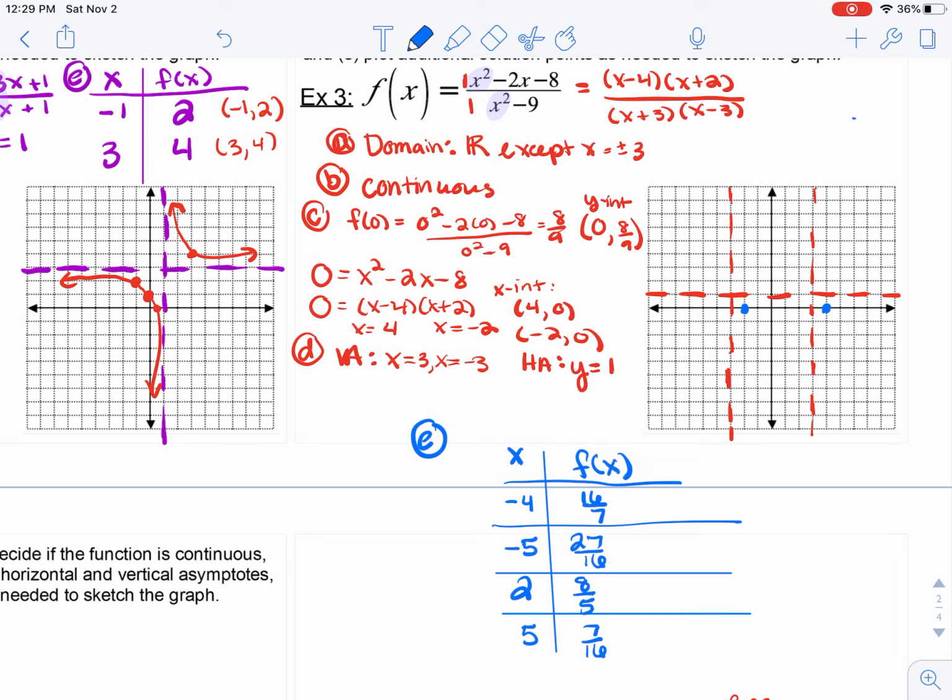So remember, 16/7 is the same as 2 and 2/7 for graphing purposes. You know that 27/16 is 1 and 11/16. And 8/5 you know is the same as 1 and 3/5. Okay. So before we graph these ordered pairs, let's also put the y-intercept on our graph here. So 0, 8/9 would be a little bit above the x-axis there.